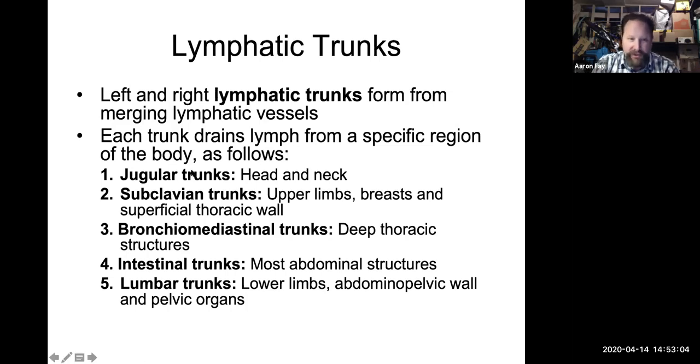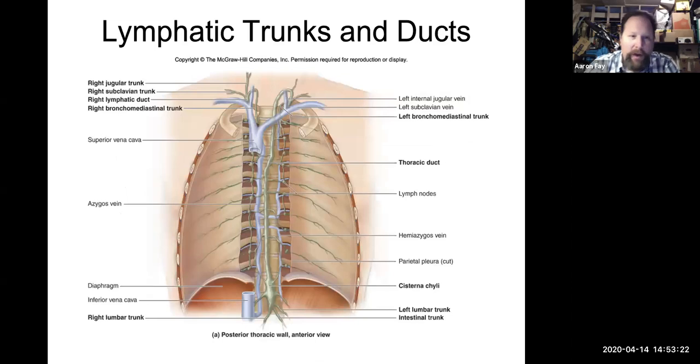So the jugular trunk is going to drain the head. Subclavian trunks drain the upper arm, right? Brachiomediastinal trunk is going to drain the mediastinum. Intestinal trunks drain the intestines. Lumbar trunks, right? That's just a lower area of the abdomen. Now, all these trunks are going to drain into the largest structure, which are called ducts.